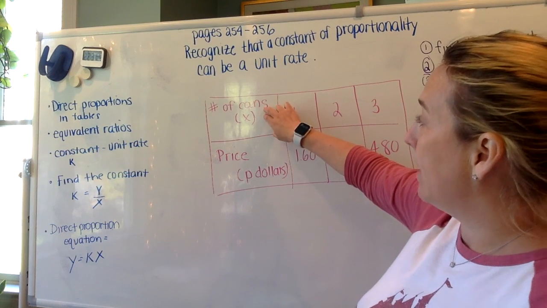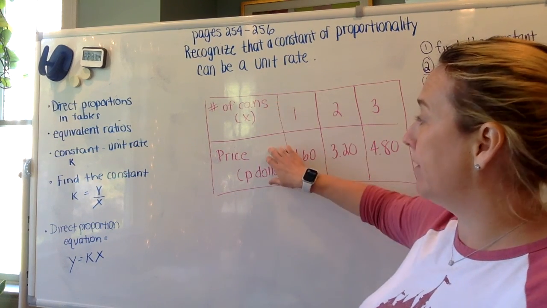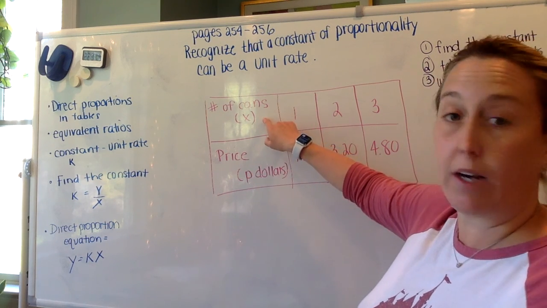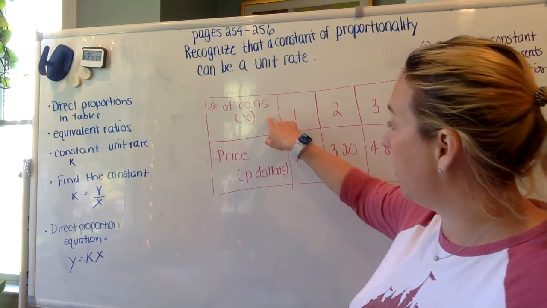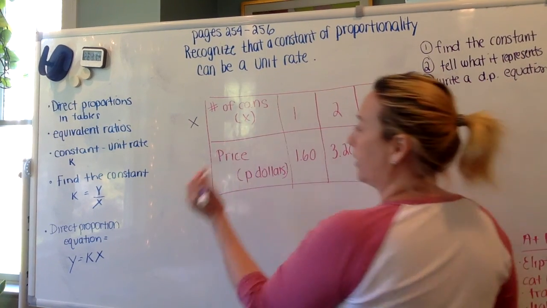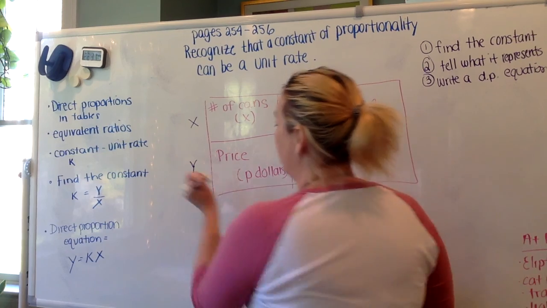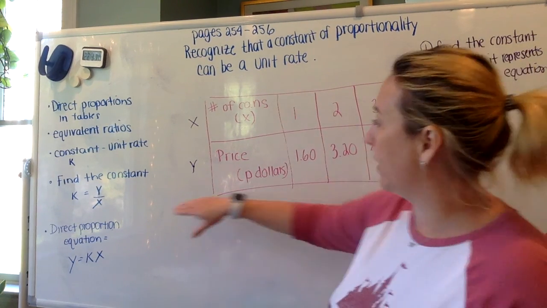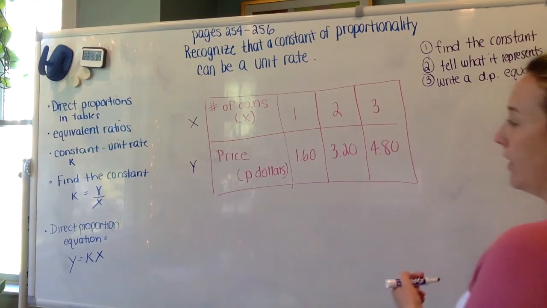So the number of cans that you buy is the independent variable, because the price, what you pay in total, is going to be dependent on how many cans you buy. So this is your X, and it tells you that this is your X actually in the book. And therefore, this means this is your Y. So they've told you. I'm just also trying to help you reason why it is. But K equals Y over X.